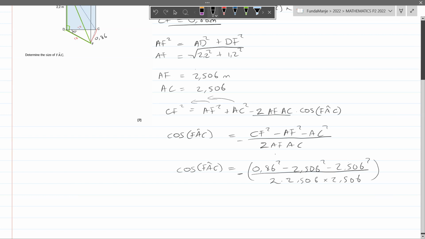And if you compute this, you get cos FAC will be equal to 0.9411. And take cos to the other side, you get the arc cos of 0.9411 would give us 19.8 degrees.